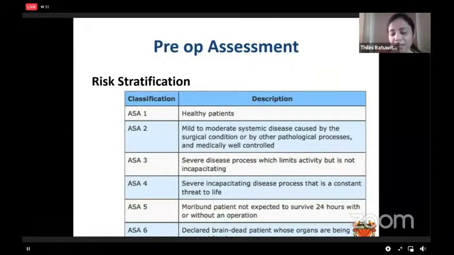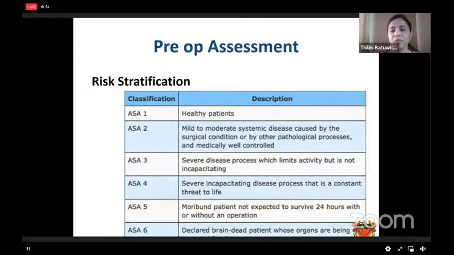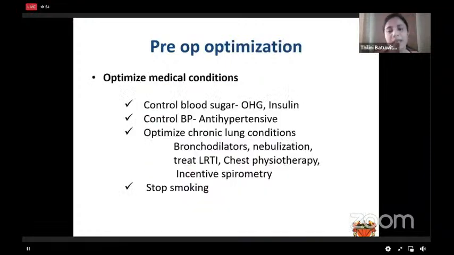So the preoperative preparation includes preoperative assessment and then pre-op optimization. Now you have seen the patient, assessed the patient, and identified the problems, and then you have to optimize. So what are the things you are going to optimize? The first thing to optimize is the medical condition. You have to optimize the patient's medical condition.